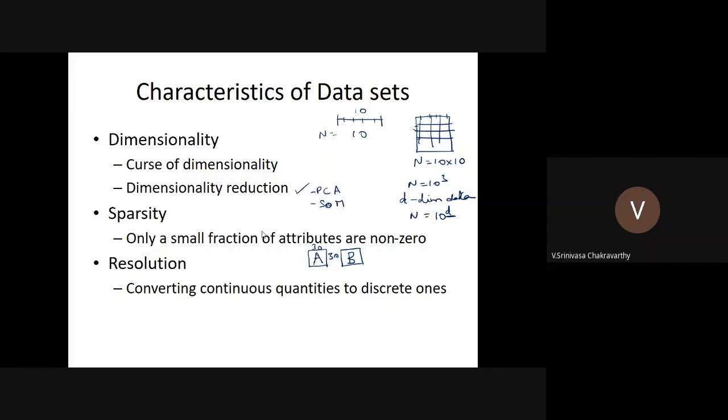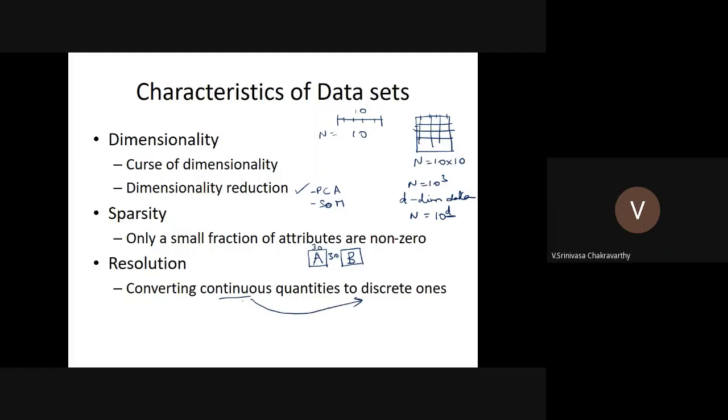So another property of data sets is resolution. This is particularly relevant if you are looking at continuous quantities, right? Continuous quantities exist mathematically, but when you have to represent them in a computer, you have to discretize them. You have to sample the continuous variable, no matter how you store it. This conversion from continuous to discrete gives rise to the concept of resolution.